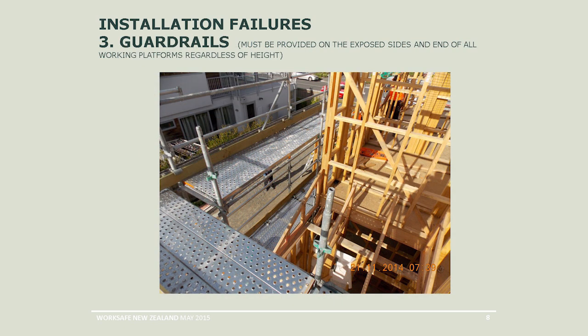Okay, guardrails. Very often we come across internal guardrails not installed where they should have been installed. Most of the scaffolders know that external standards will have rails. However, where you have decks or weirdly shaped buildings, very often internal rails are missed. And they shouldn't have been missed. People can fall from that platform.